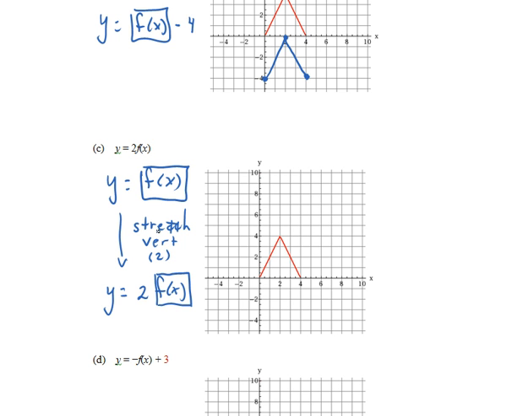Now that means we're going to multiply the y coordinates by 2, and when we take the 0 in the (1, 0) and in the (4, 0) and multiply them by 2, we get 0 again. So those 2 points are not going to change. But here we have (2, 4). When we multiply the 4 by 2, we get (2, 8). So the new curve is shown in blue here.